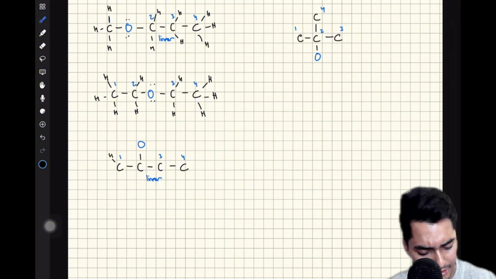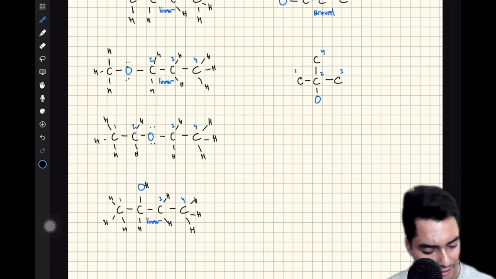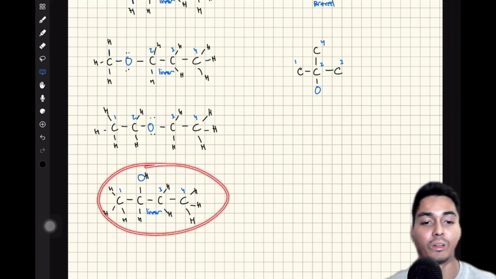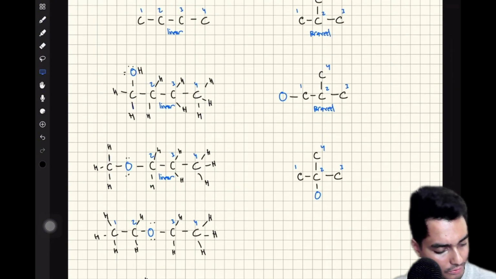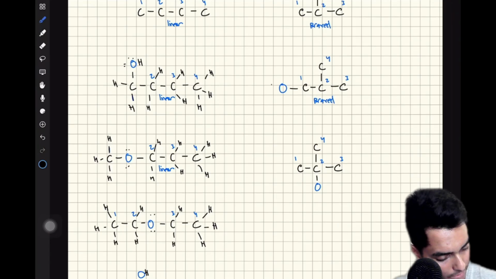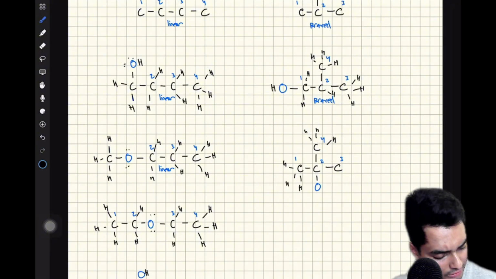What about this guy here? 1, 2, 3, 4, 5, 6, 7, 8, 9, 10. It's a little bit messy with the annotations there, but hopefully you can see that this one indeed is another C4H10O. Okay, so we have 1, 2, 3, 4, 5, 6. We have 1, 2, 3, 4, 5, 6, 7, 8, 9, 10. 1, 2, 3, 4, 5, 6, 7, 8, 9, 10.